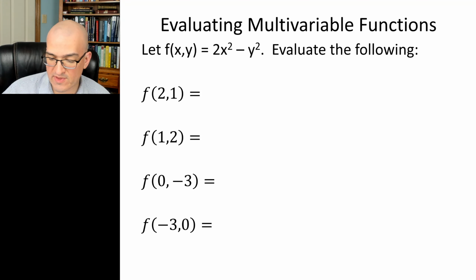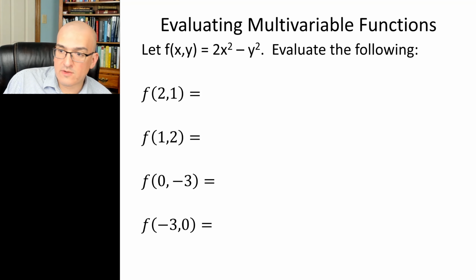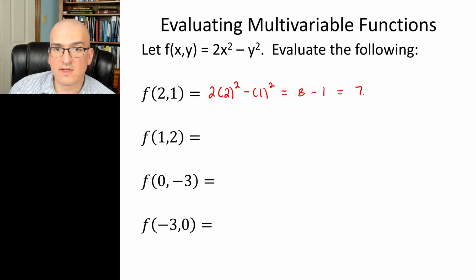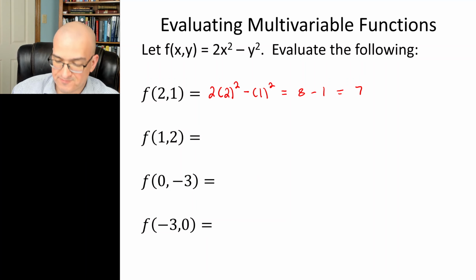So let's do the first evaluation, f of 2 comma 1. We have 2 times 2 squared, replacing the x with a 2, minus 1 squared, replacing the y with a 1. Now we simplify. 2 times 4, 8, minus 1 times 1, 1. 8 minus 1, we get 7 as the output. So 7 would be the height, the z value of that function at that xy coordinate.